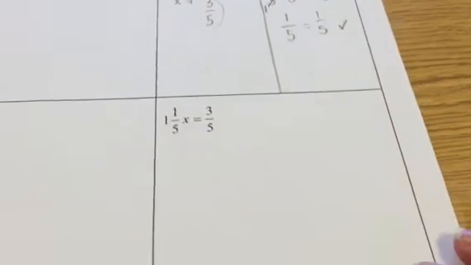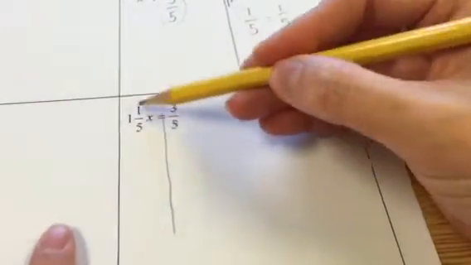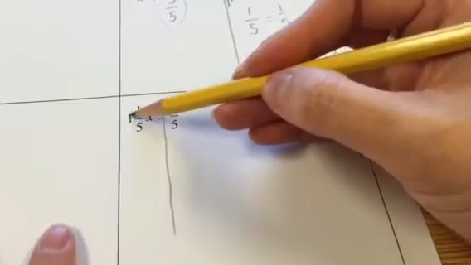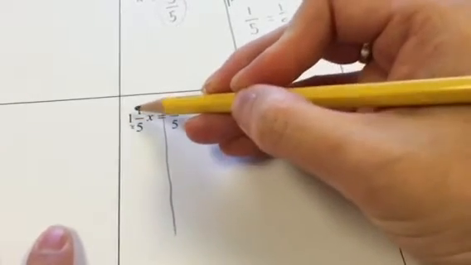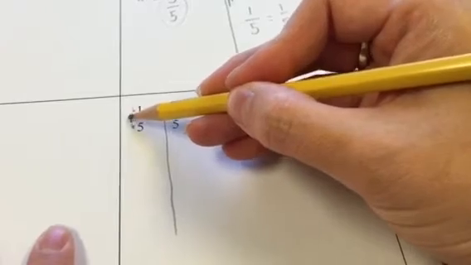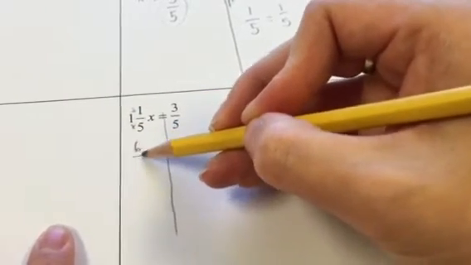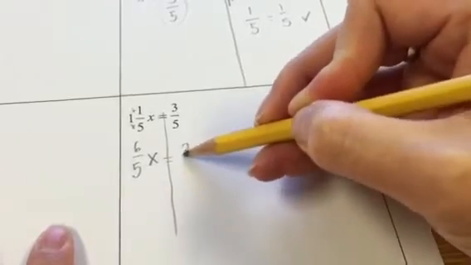All right, now I'm going to go to the problem underneath. I'm going to draw my line again. Now before I solve anything, I need to change this into an improper fraction. So the way I do that is 5 times 1 plus 1. So 5 times 1 is 5, plus 1 would be 6/5 x equals 3/5. Now it becomes a problem like I did up above.